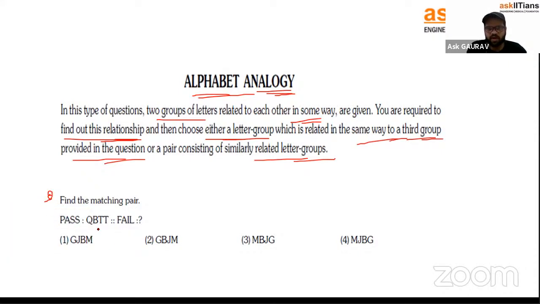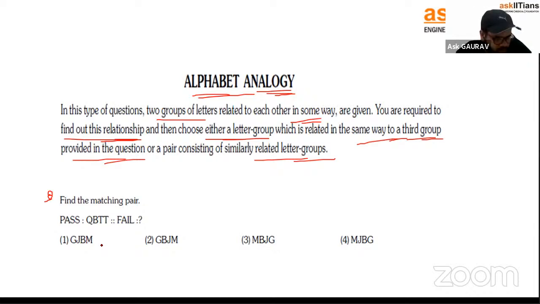The question is to find the matching pair. PASS is to QBTT, then FAIL is to what? Identify. If you are saying some option, state the reasons also.